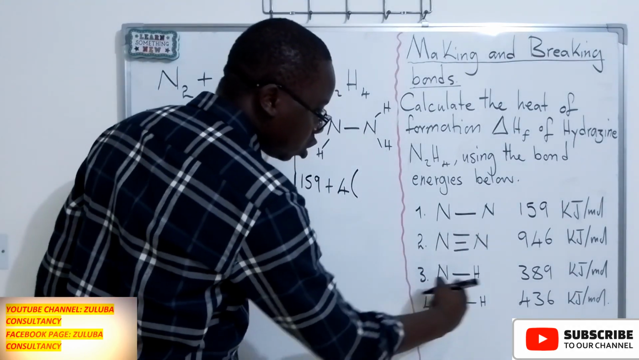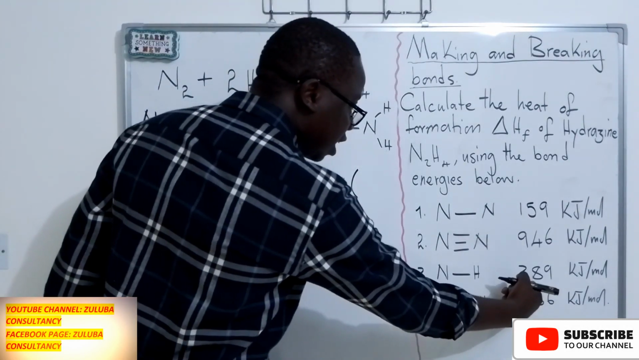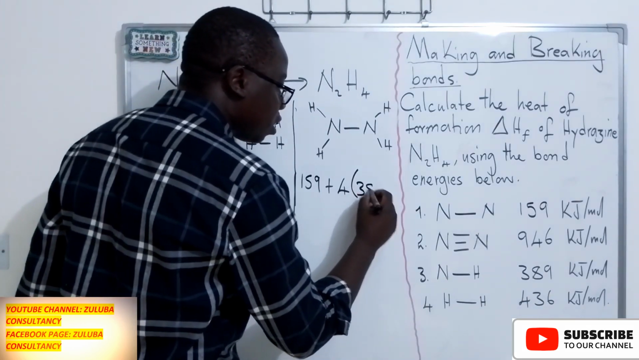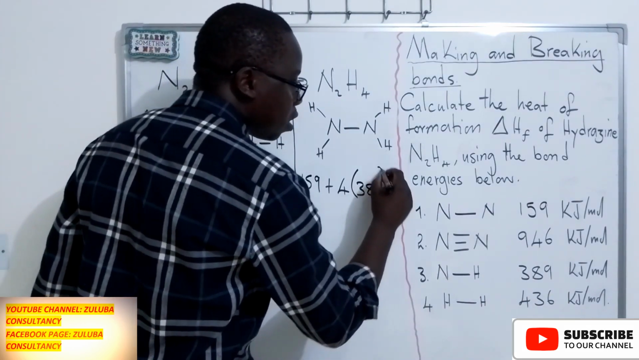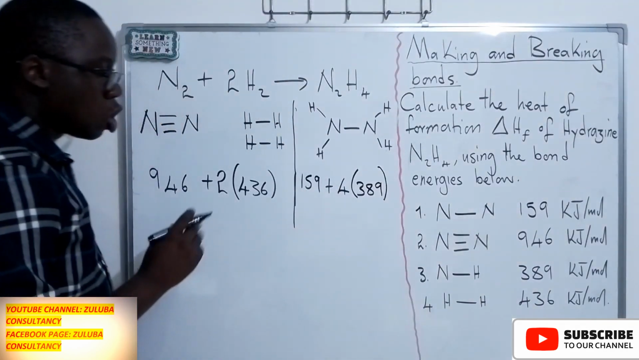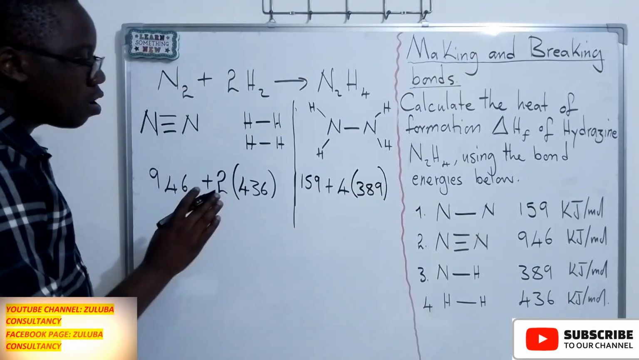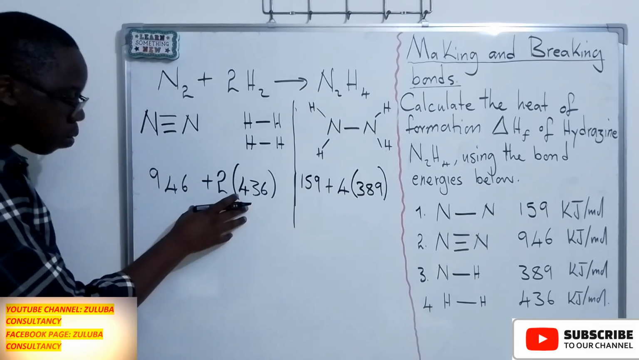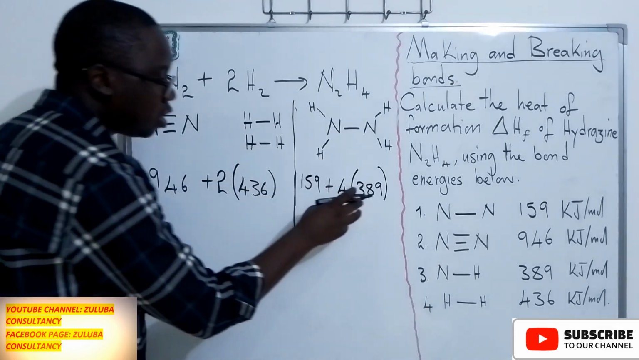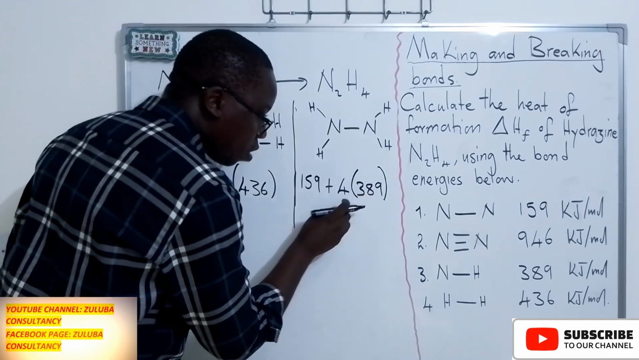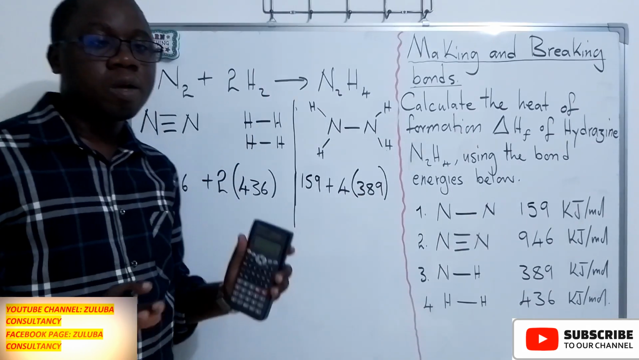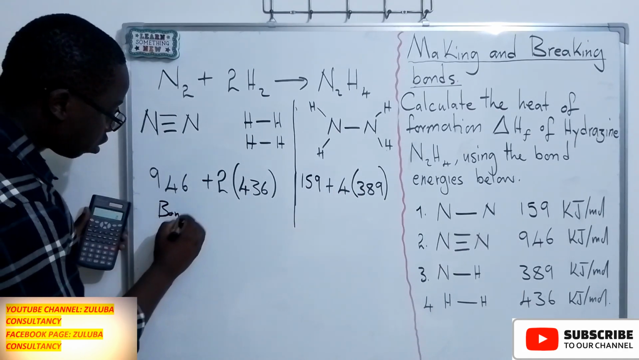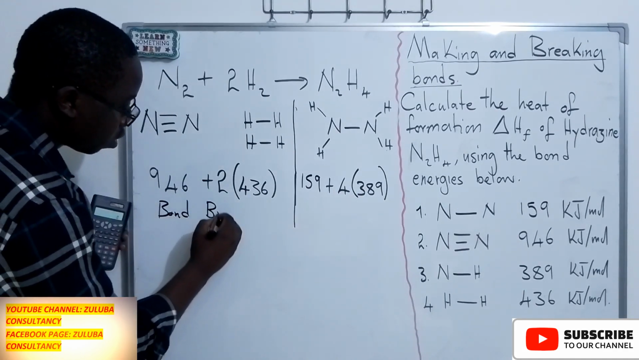Now, nitrogen to hydrogen, what's the energy that is required? It is 389 kilojoules per mole. If you do this, then you have analyzed the energy needed for you to break the bonds and the energy needed for you to form the bonds. Let's start with the bond breaking.